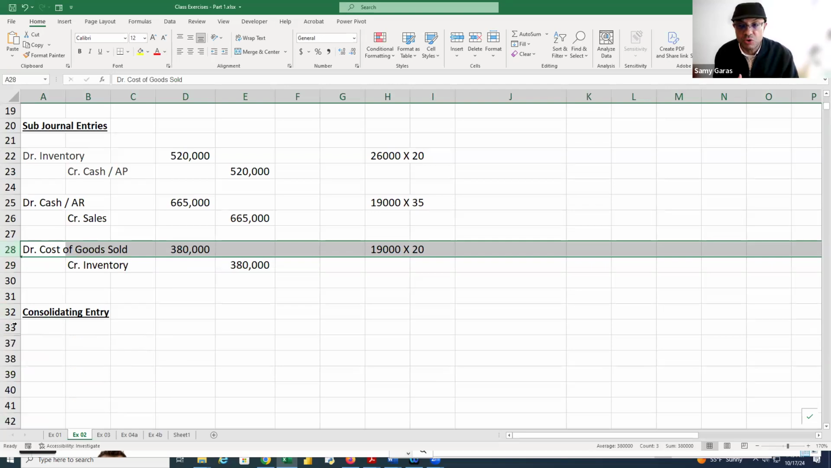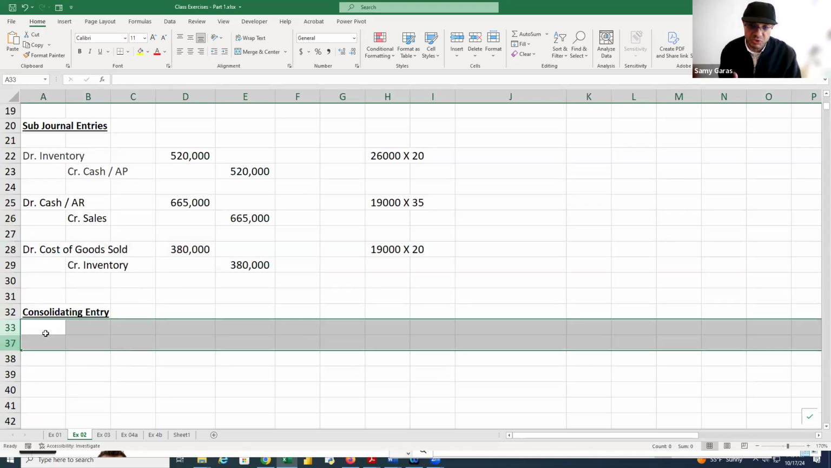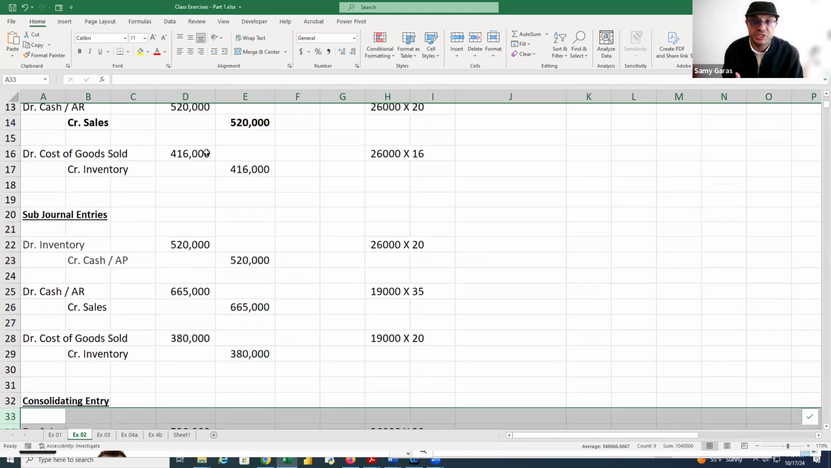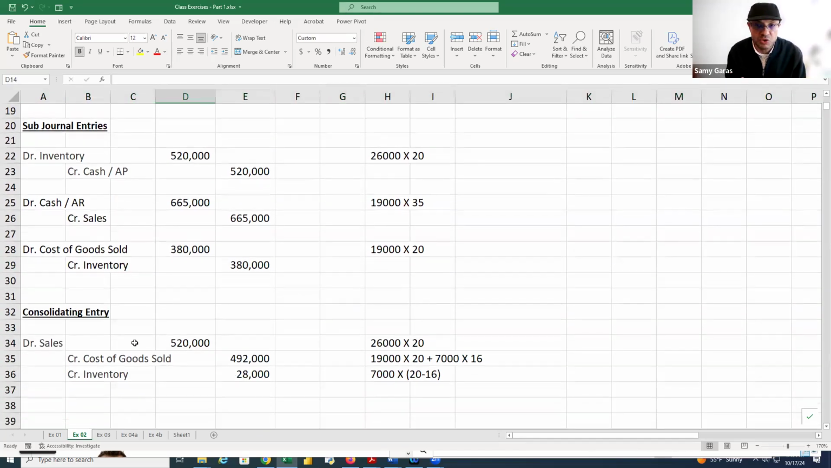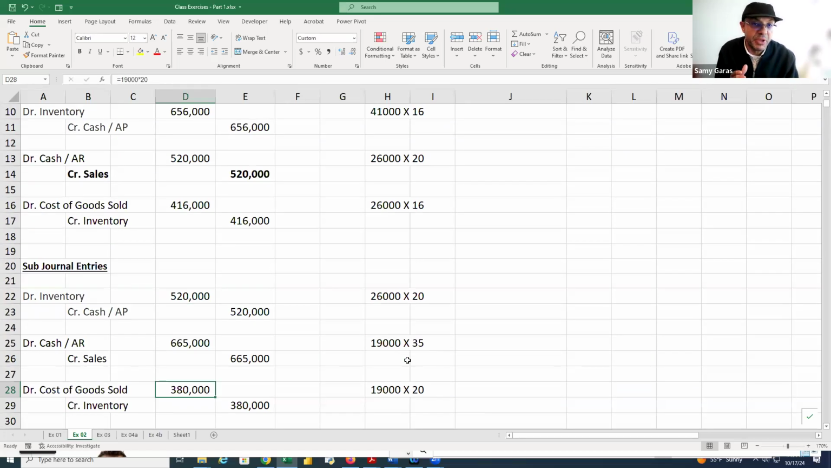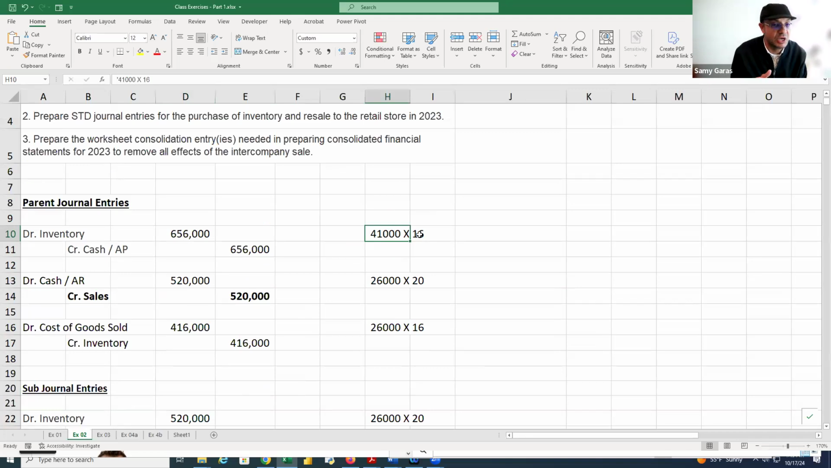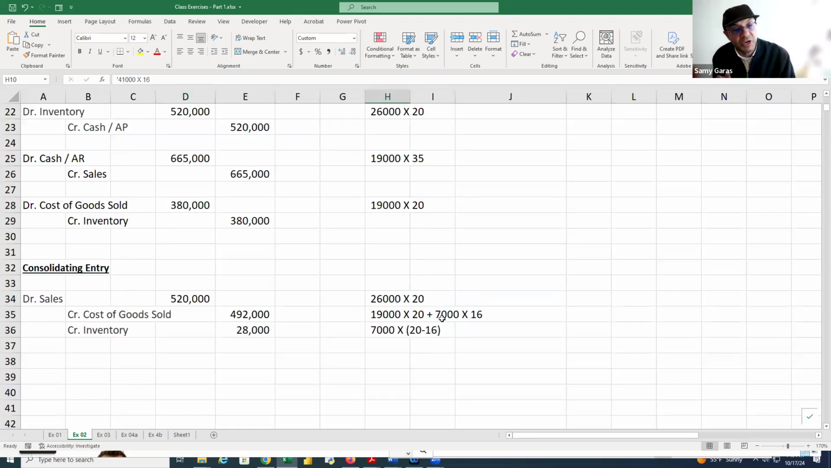And of course, here you can see the cost of goods sold. So how can I make the closing entry? We debit sales because it was credit by 520, which is here. And then credit cost of goods sold and credit inventory. The cost of goods sold is a bit tricky here because we take the 380, which is 19 times 20, plus the cost of the 7,000 for the parent. When the parent purchased the 7,000, the cost was 16. So I multiply 7,000 times 16, and this would give me the total of 492,000, if we add, of course, those 2 amounts.